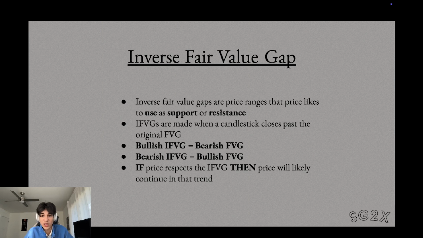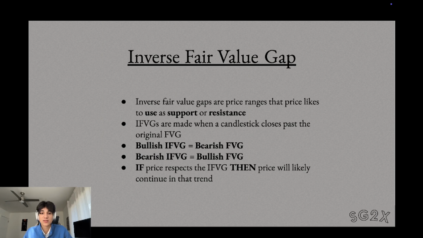So an inverse fair value gap is just like a fair value gap, but whenever a fair value gap gets disrespected, it turns into an inverse fair value gap. What this will look like on the charts is that a bullish inverse fair value gap is basically just a bearish fair value gap, and a bearish inverse fair value gap is just a bullish fair value gap. And I'll show you what that looks like whenever we start marking it out on the charts. But trust me when I say it's basically the same thing as a fair value gap, but whenever it gets disrespected, we just switch, I guess, bias over the fair value gap.